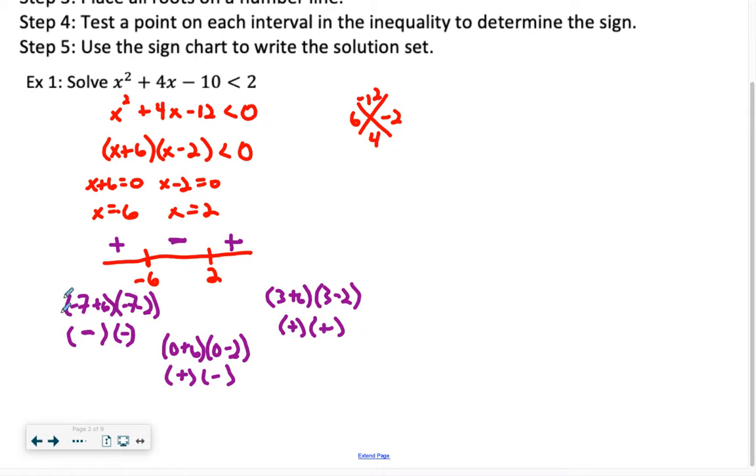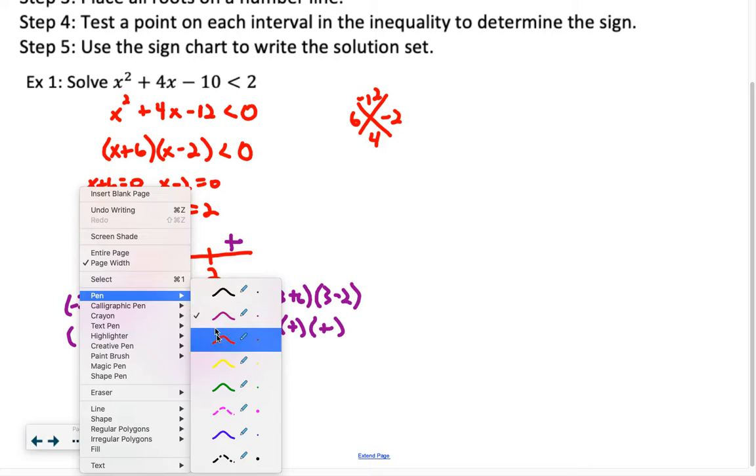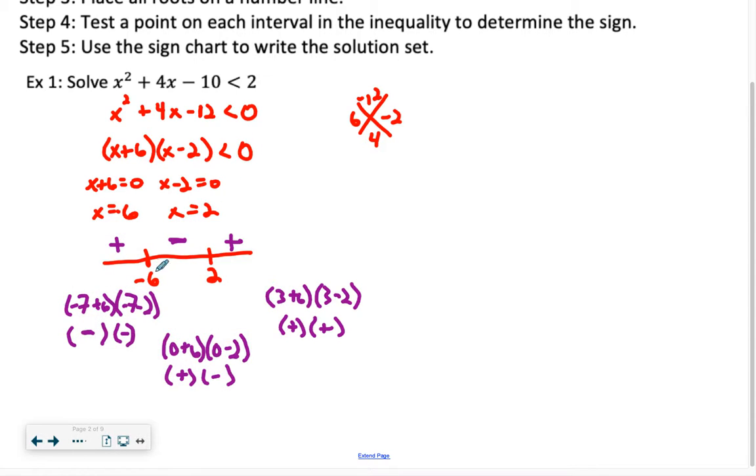Okay? So what we've created is a sign chart. This tells me the sign of this function on each of these intervals. Now, if I look back at my original inequality, what I'm wanting to see is where this is less than 0. That means I want to know where it's negative. So looking at my sign chart now, I can see that my function is going to be negative on this interval between -6 and 2. That's my answer. My answer is this interval.